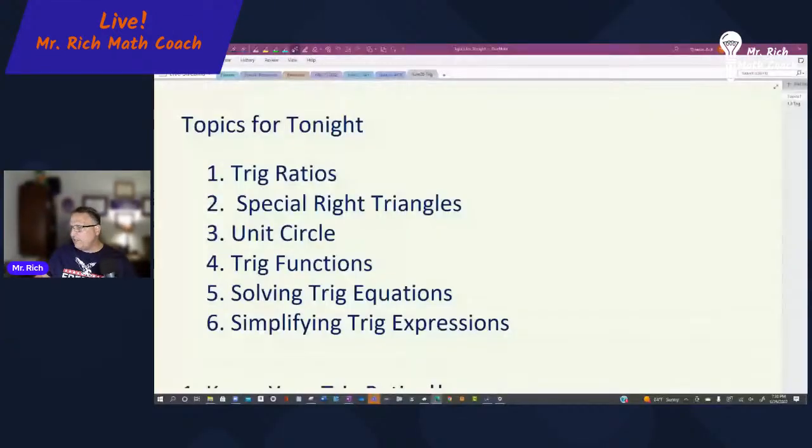Okay, so I'm going to share my screen, and we are going to jump right into it. Let's see if we can get this to work. All right, so you should see my screen right there. So there are the topics that we're going to cover tonight. We're going to start off by reviewing trig ratios, special right triangles, as I said earlier, unit circle, trig functions, solving trig equations, and then simplifying trig expressions. That's going to be the goal.